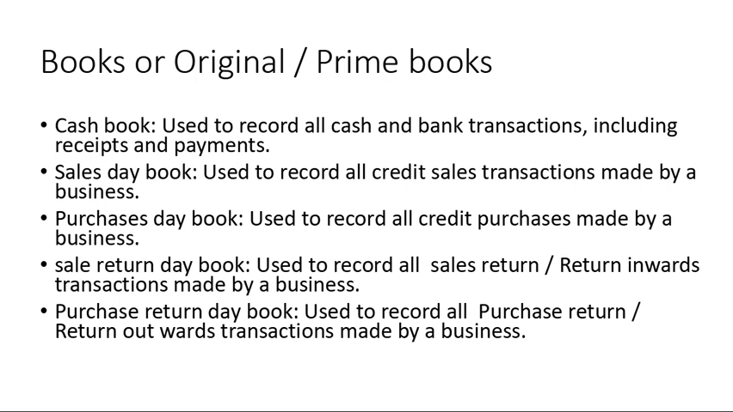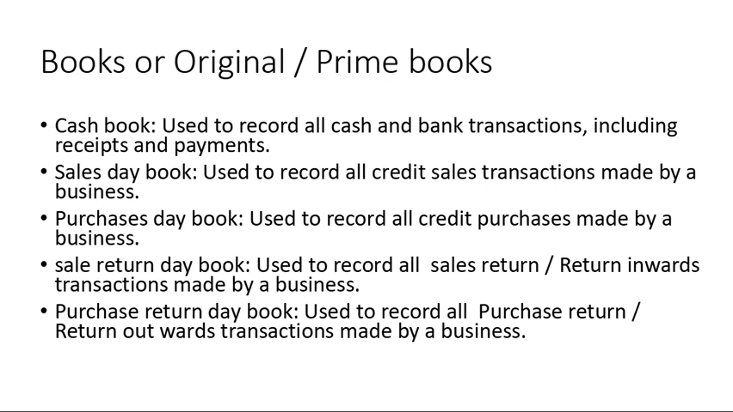Now we'll discuss the types of books of original entry or prime entry. Cash book, used to record all cash and bank transactions including receipts and payments. So in the cash book only cash items are recorded. No record of credit sales or purchases or returns and so on.